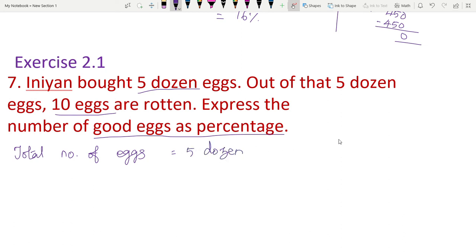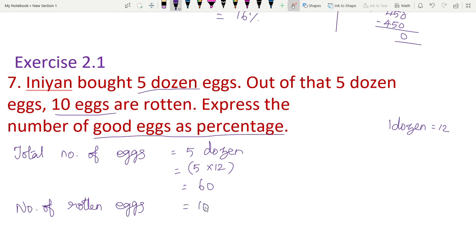How many will be there in 1 dozen? 1 dozen equal to 12, isn't it? So, 5 into 12, we get 60. So, what is the total number of eggs? 60, isn't it? Then, out of that 5 dozen eggs, 10 eggs are rotten. Then, we can write number of rotten eggs equal to 10. From this, we have to find the number of good eggs. How will you find the number of good eggs?